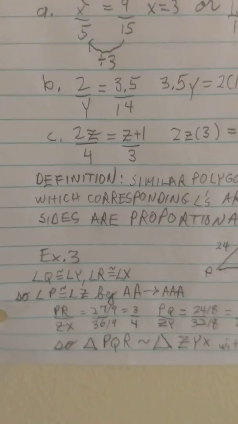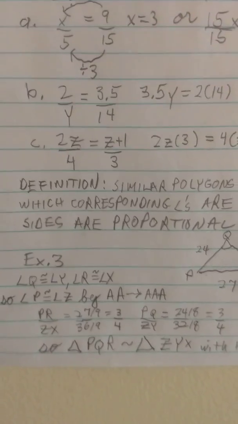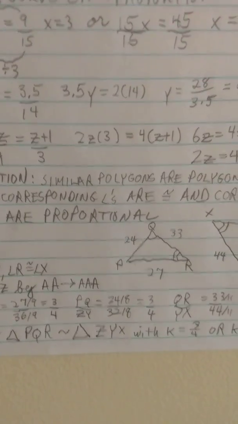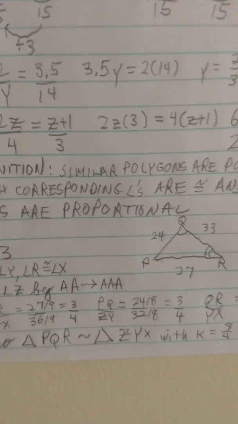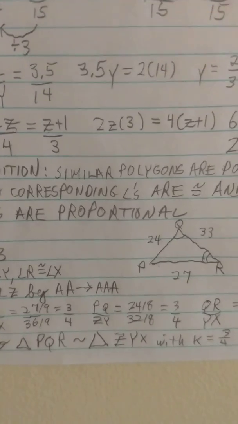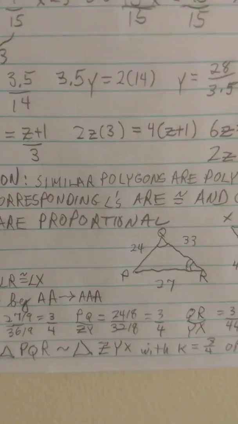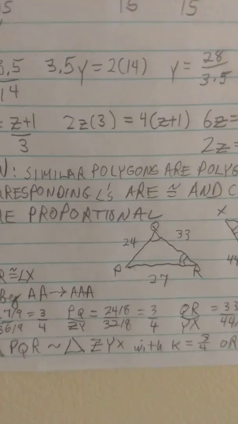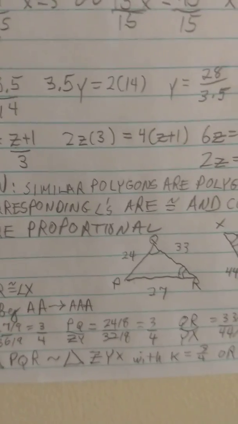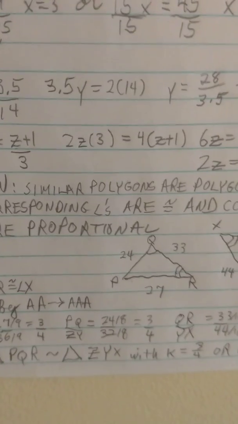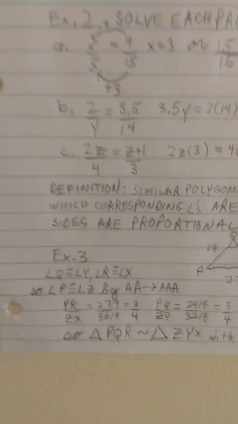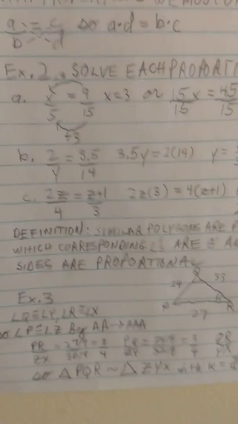So now we can say the third corresponding angle, angle P that's unmarked, is congruent to angle Z, which is unmarked, by a theorem that we had quite a while ago, that two corresponding angles that are congruent in a triangle imply the third one to be congruent, which is shortened as AA corresponds to AAA. Now let's see that the sides are indeed proportional.